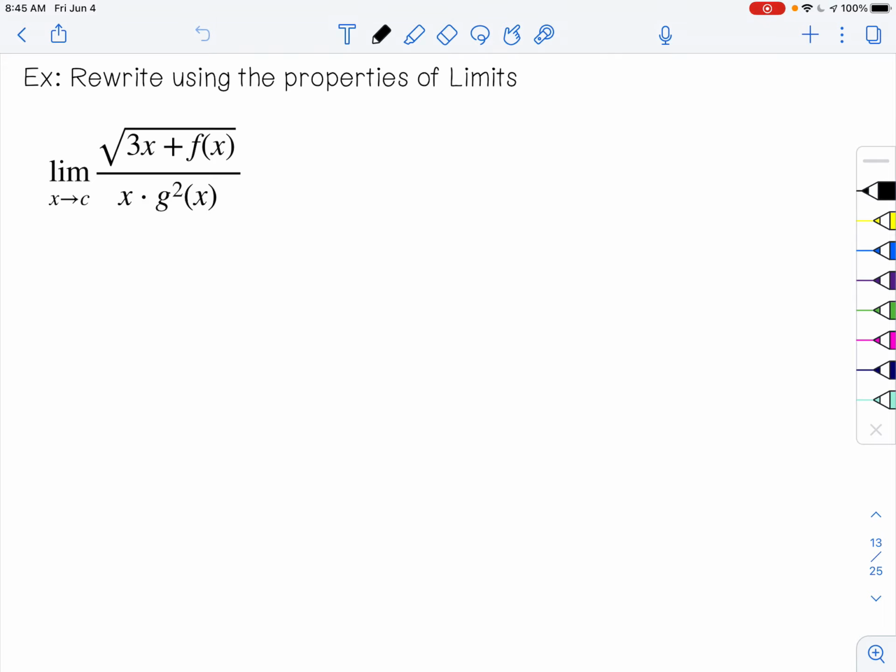For our first problem, we have: rewrite using the properties of limits. So we don't know what the limit is; the question is, can you use all of those properties to find the best way to find the limit value? In the top, we have a radical, so we can take the limit inside of the radical. And then we have a sum as well, so I can break up the sum.